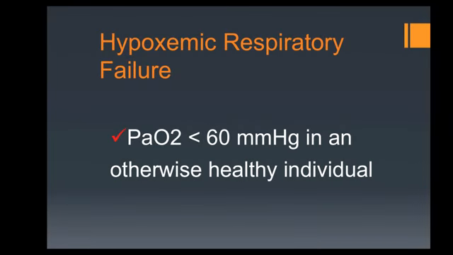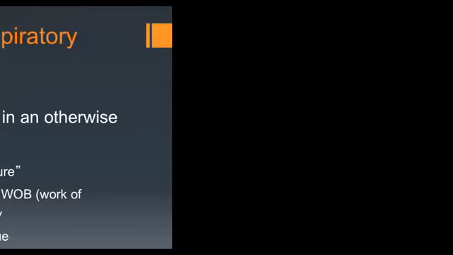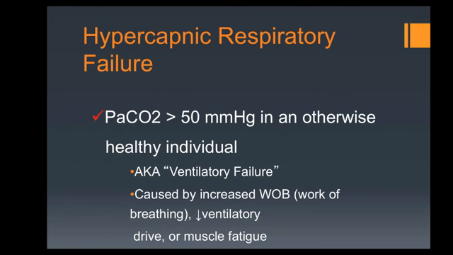Hypoxemic is when the patient has an arterial blood gas value with a PaO2 of less than 60 millimeters. The hypercapnic respiratory failure is when the patient has a PaCO2 of greater than 50 in an otherwise healthy individual. This can be termed ventilatory failure. It's caused by an increased WOB, or work of breathing, poor ventilatory drive, or muscle fatigue.